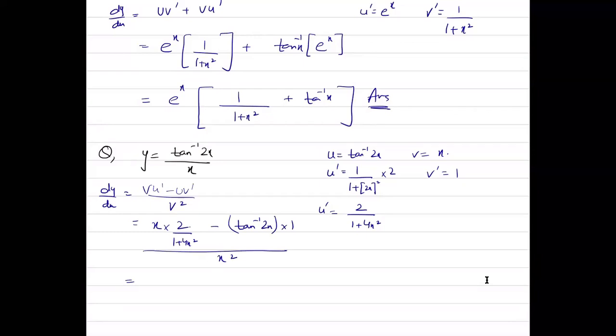So we can see how far we can simplify this. This is going to be 2x minus tan inverse of 2x times (1 plus 4x squared), over x squared times (1 plus 4x squared). I have solved it directly. If you have any query in any of the steps, this is the final answer. So if you have any query, let me know.